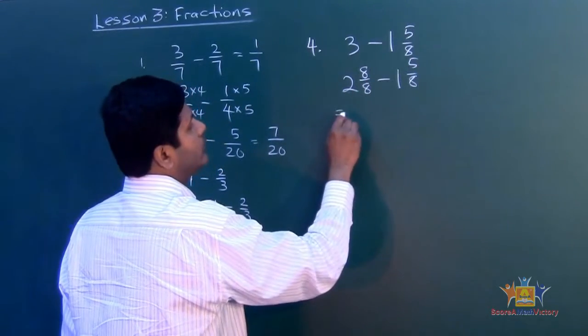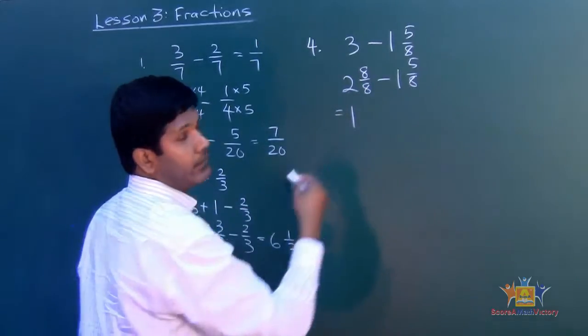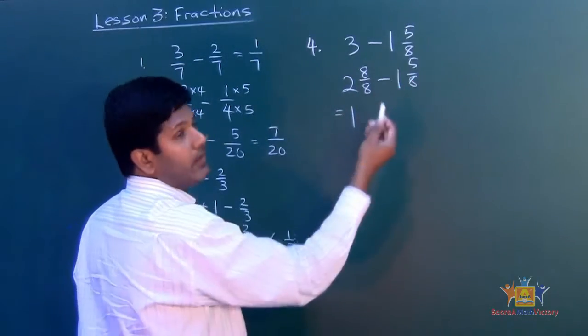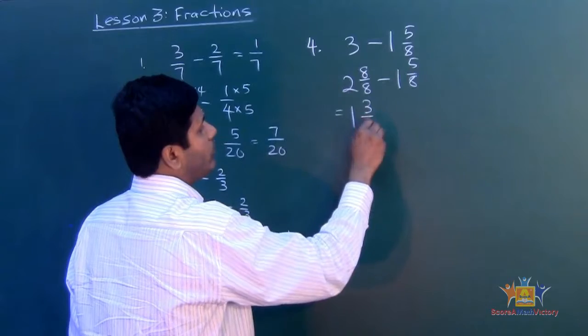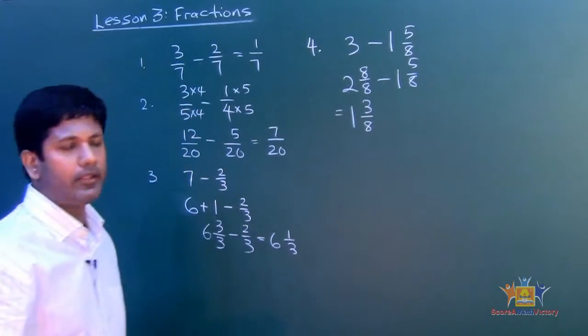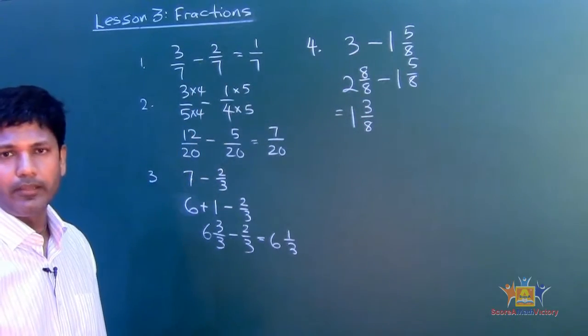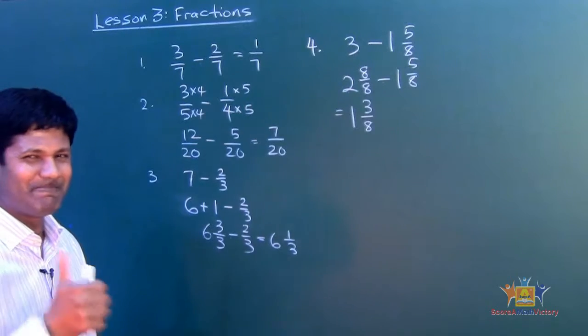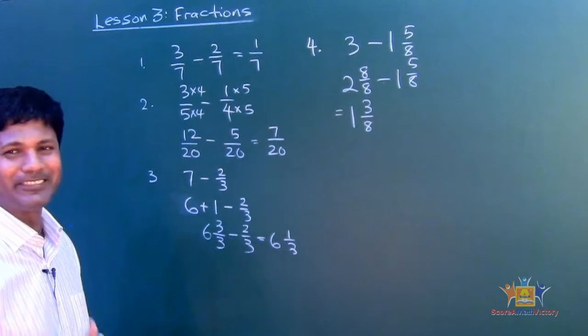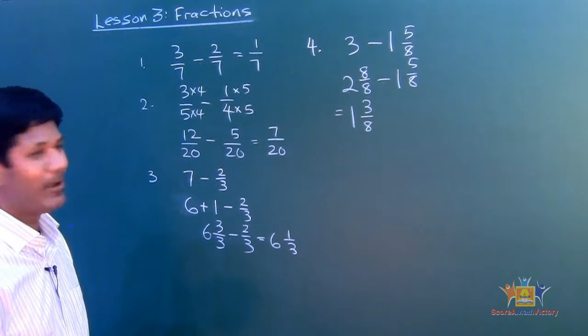2 minus 1 is 1. 8, 8, the common denominator. 8 minus 5 is 3. So that makes it 3 over 8. Right there. So it'll be 1, 3 over 8. You got it? Good job. You're awesome. Okay, let's do problem number 5.